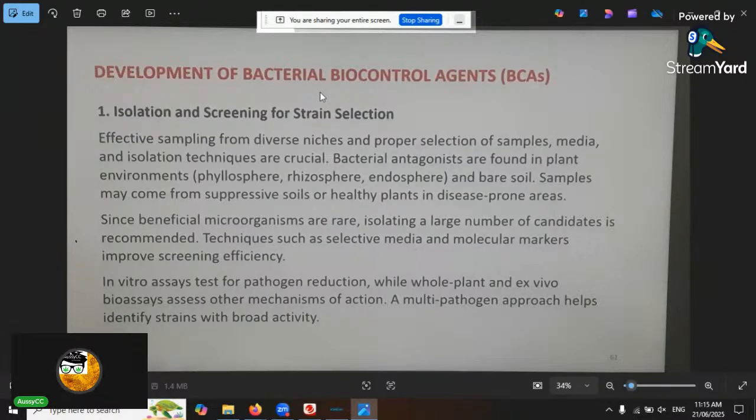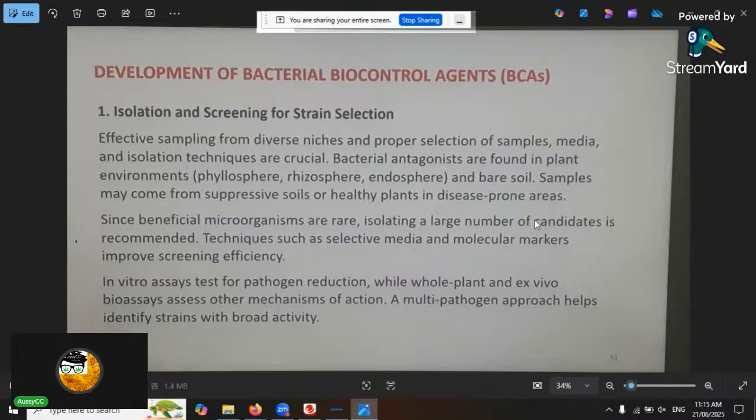Development of bacterial biocontrol agents. Isolating and screening. Effective sampling for diverse niches and proper selection of sampling media and isolation techniques are crucial. Bacterial antagonists are found in plant environments and bare soil. So that's why I say at the end I'll be going through my latest research, which is on psychrotrophs, cold temperature environments. It's going to be pretty rad to hear that. I should have nearly talked about it at the start, but oh well. But it's the future. And if you can really do that, you're up there with what everybody's studying or researching at the moment.